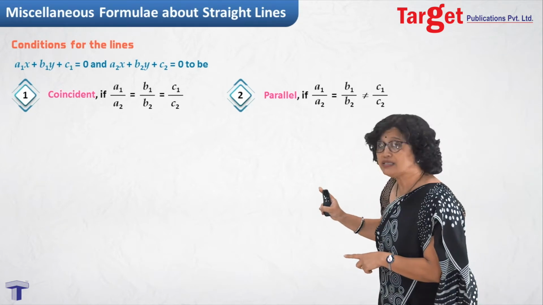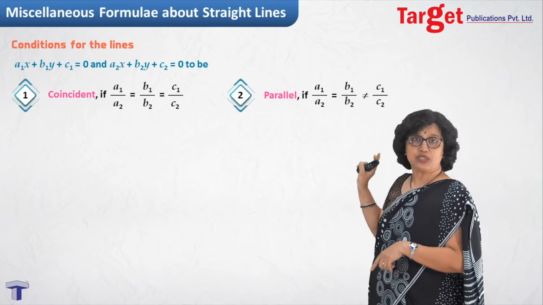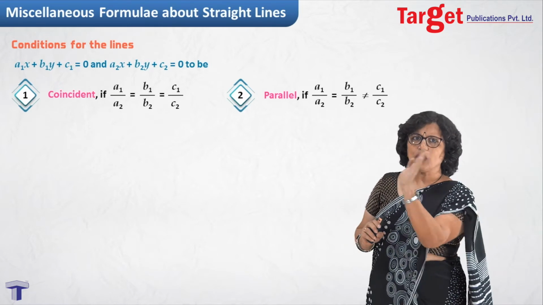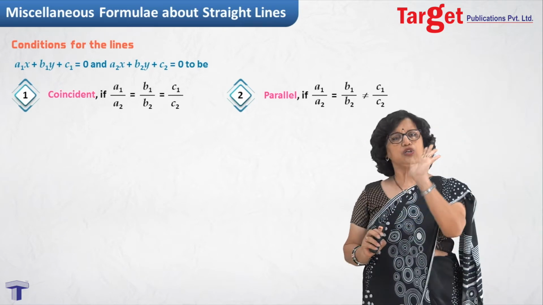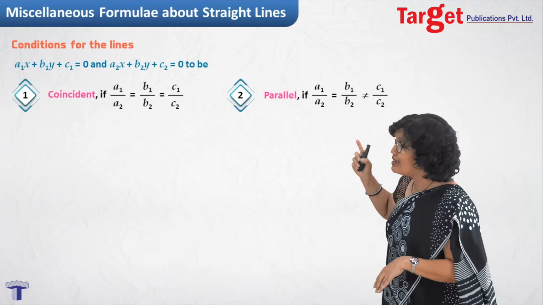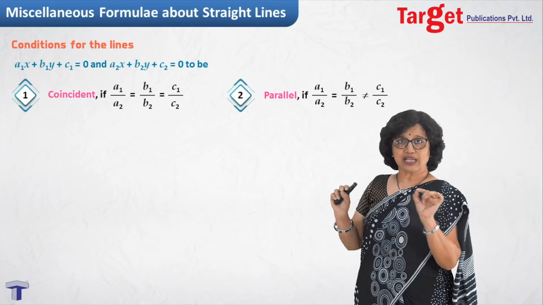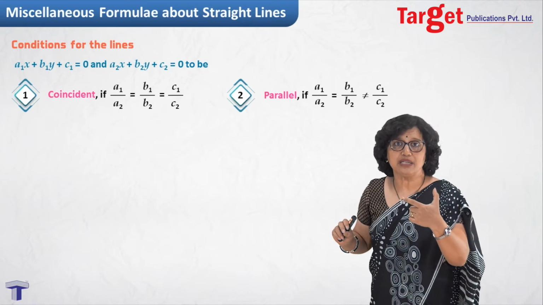I'm writing parallel lines here as A1 upon A2 equal to B1 upon B2 and not equal to C1 upon C2. For the time being, don't take that not equal to C1 upon C2. Just concentrate on A1 upon A2 equal to B1 upon B2. You could have written that as A1 upon B1 equal to A2 upon B2. You can put negative signs also. And then the interpretation is better.